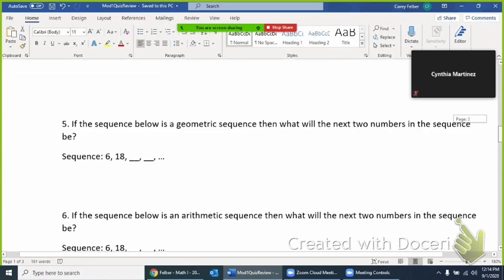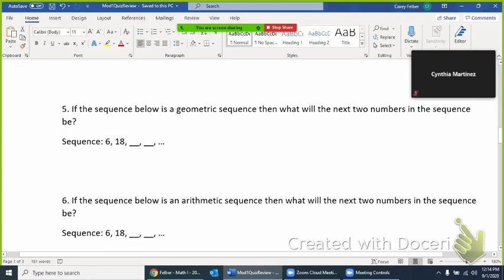As we go down here to number 5, now I tell you, if the sequence below is geometric, then what will the next two numbers be? Again, I'm going to remind you because we just talked about this. Geometric is multiply or divide. So if I'm telling you this is geometric, then to get from 6 to 8, what did we multiply or divide by? Once you figure that out, you just have to do it 2 more times.